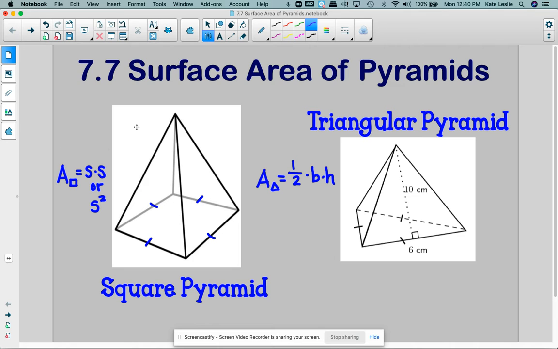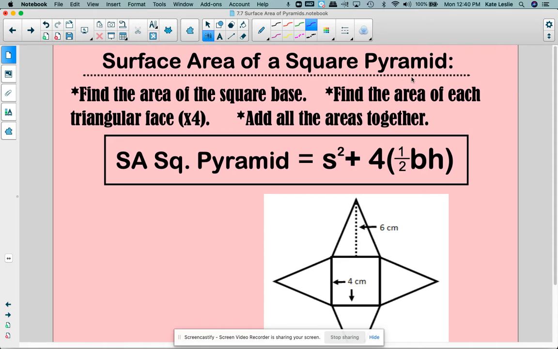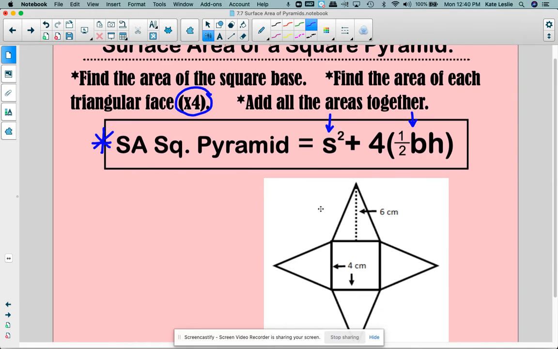Okay, so first we're going to be talking about the square pyramid and how we can find the surface area of a square pyramid. What we're going to do first is find the area of the square base, find the area of each triangular face, and if you notice I put times 4. That's because there are 4 triangular faces and 1 square face. And then we're going to add all those areas together. We're going to do that using this formula, which should look familiar from the first slide. This is the area for the square base, and this is the area of one of the triangles, and then we multiply by 4 since there are 4 triangular faces.